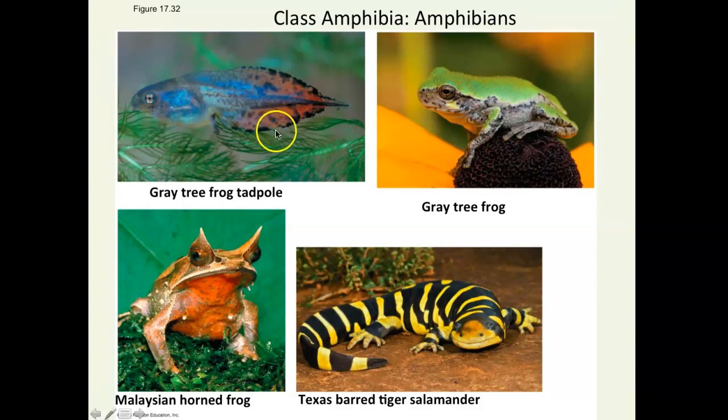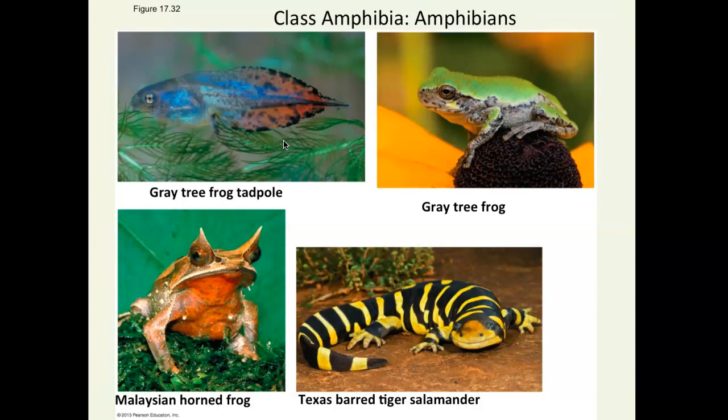They lose their tail and they metamorphose into a frog. And so the frog can be terrestrial, but the tadpole is tied to water. So the amphibians are thought to be sort of the link between water life and terrestrial life.